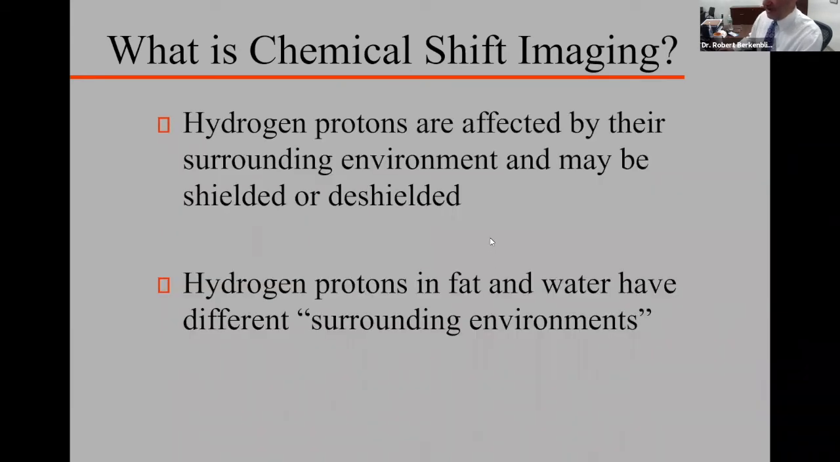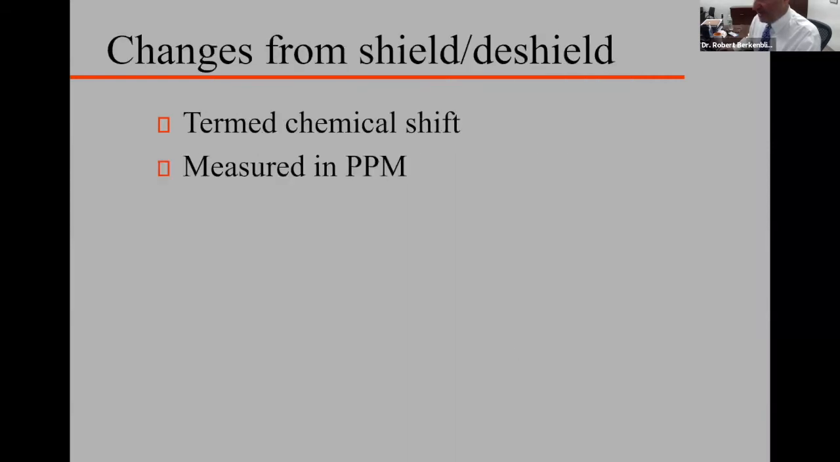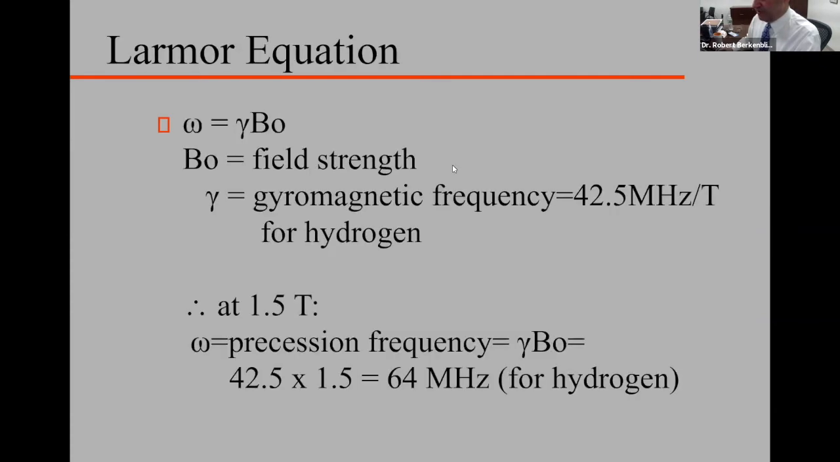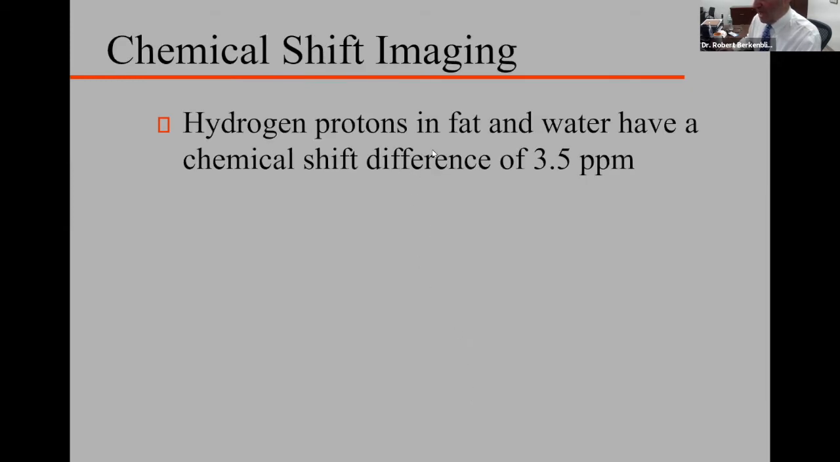Hydrogen protons are affected by their surrounding environment and may be shielded or deshielded. Hydrogen protons in fat and water have different surrounding environments. These changes from shielding and deshielding are termed chemical shift and measured in parts per million. If we look at the Larmor equation, we're able to calculate at 1.5 Tesla for hydrogen, a precession frequency of 64 megahertz. Hydrogen protons in fat and water have a chemical shift difference of 3.5 parts per million.